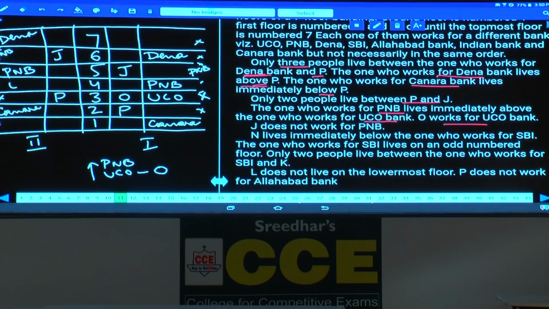P and B must be on the 5th floor. And the person who is working in the UCO Bank must be on the 4th floor, and is none other than O. Done with this? Now this has been finalized. And J does not work for P and B. We have taken that information as well.